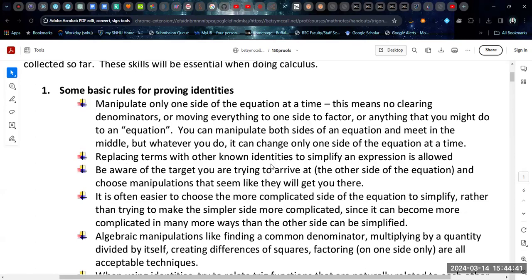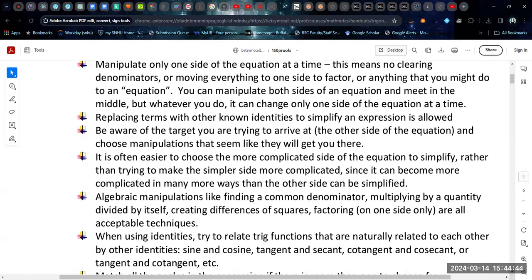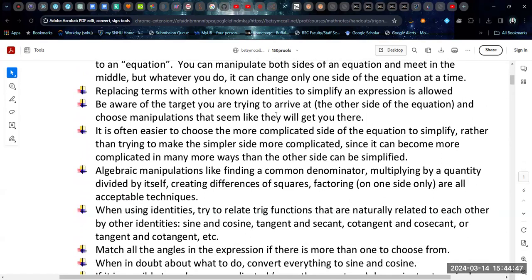You can replace terms with other known identities to simplify an expression. Be aware of the target you are trying to reach at the other side of the equation. Some kinds of manipulations are more likely to get you there than others. Don't just do something because you know that you can do it. You want to think about strategy: how do I get from point A to point B? It's often easier to choose the more complicated side of the equation to simplify rather than making the simpler side more complicated, since there are lots of ways that you can make things more complicated, and there are fewer strategies to use in terms of simplifying.